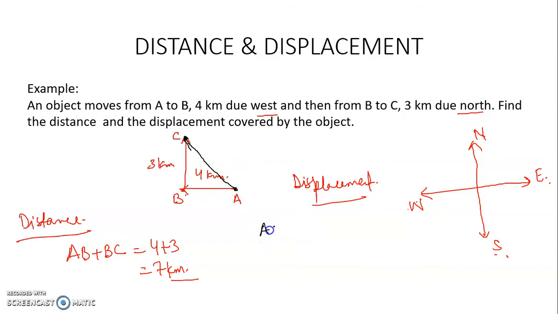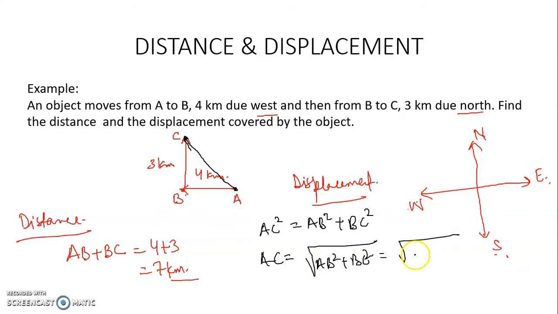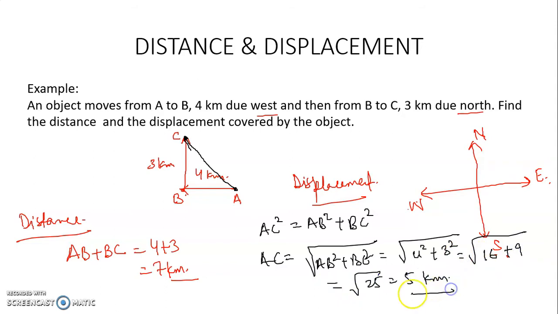We all know Pythagoras theorem. AC square is equal to AB square plus BC square. So what will be AC? AC will be root over AB square plus BC square. That will give you root over, AB is how much? 4. So 4 square plus 3 square. That will be 16 plus 9. That will be 25. So root over 25 is how much, kids? 5. So the answer will be 5 kilometer.